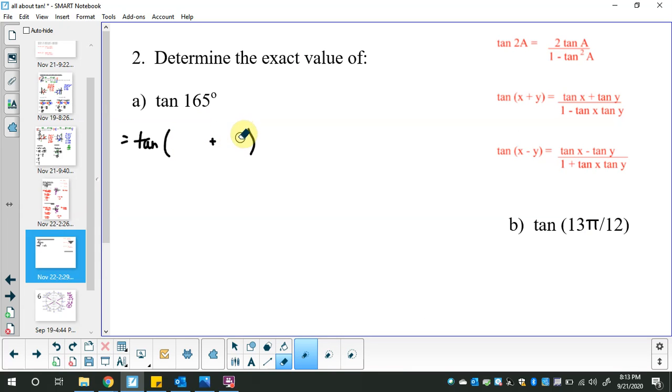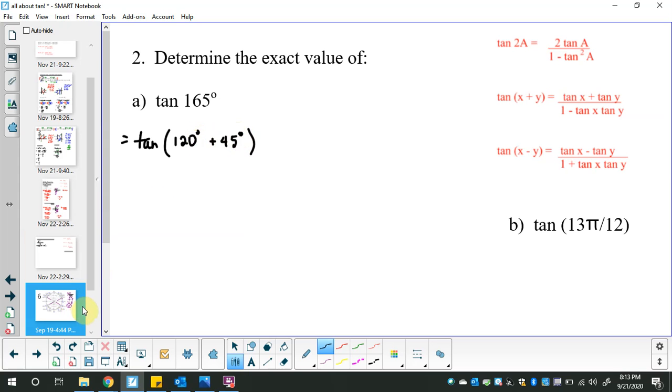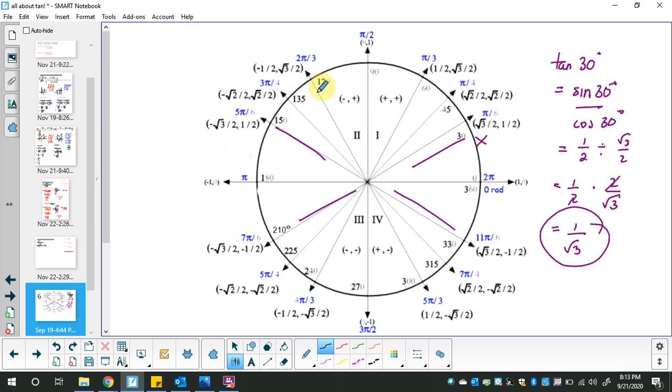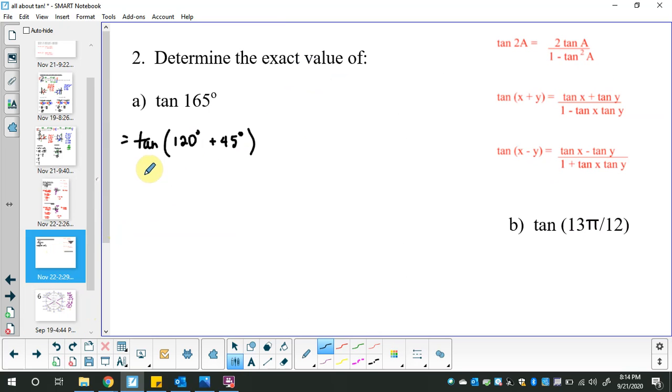I still like plus better than minus, and it doesn't matter the order, but 120 plus 45 is another value for 165. Remember, the 45 multiples are okay. 120, let's check where that is. It's here. Okay, that's a good one. So let me show you what I mean after we tear this apart and turn it into this guy.